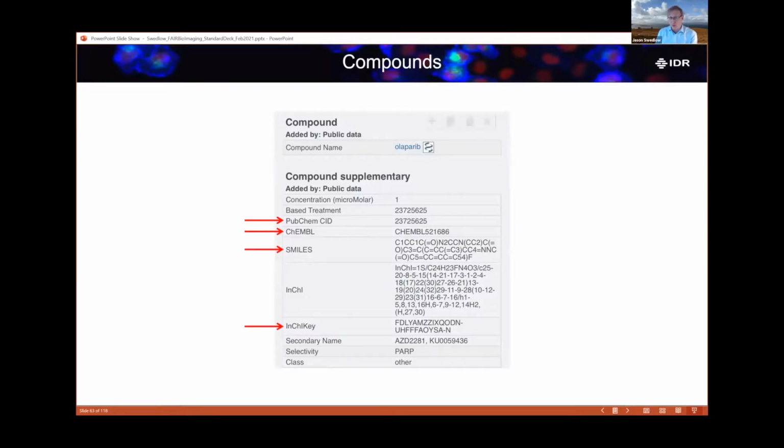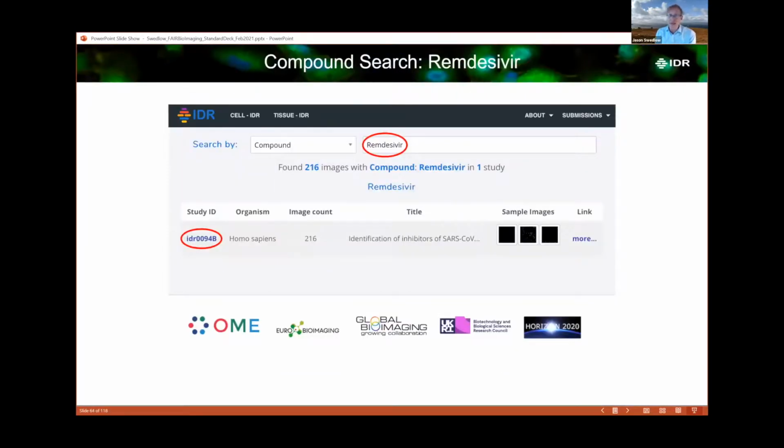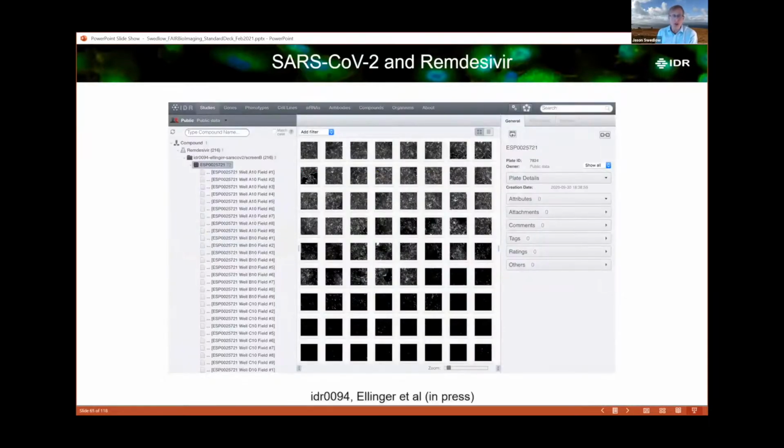This, again, is a lot of work, but we can do it at scale for the many thousands of images that are coming in. And so what that allows us to do is to build search facilities based on, for example, these compounds. So if you go to IDR and you search by compound, you can search for example for remdesivir. And what that will do is take you to a study that was submitted by Ellinger and colleagues. The paper is still in press, but they've asked for the data to be published. And this is a dose response curve of remdesivir in human cells.